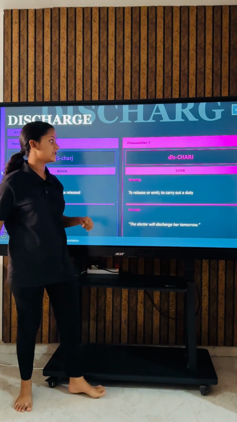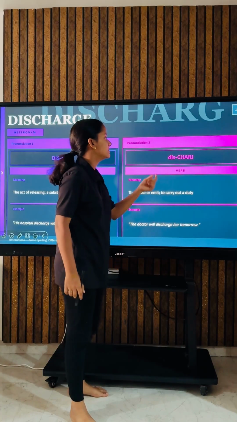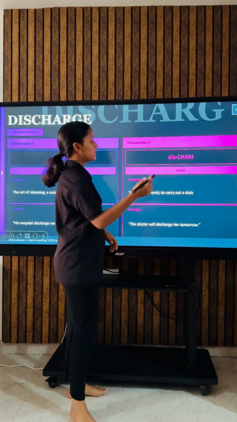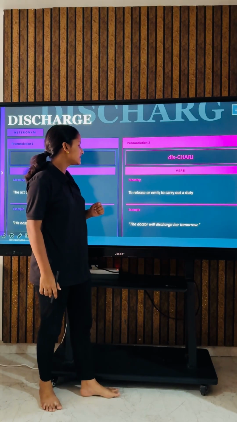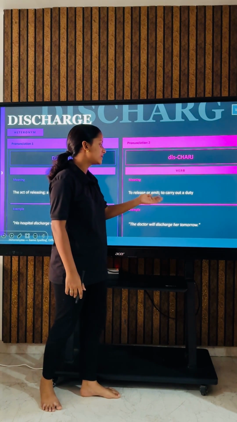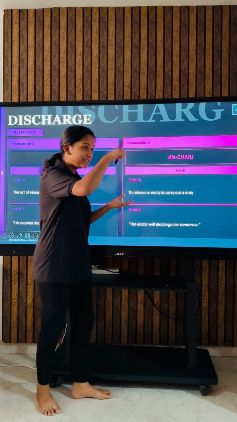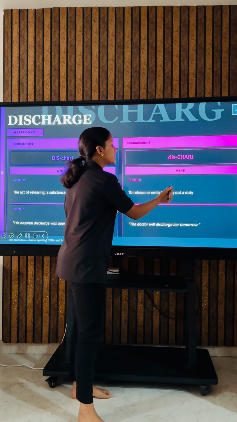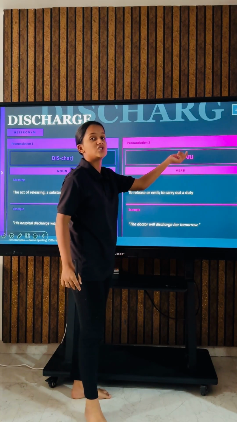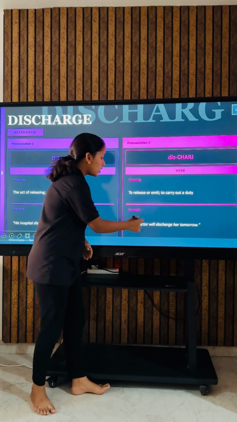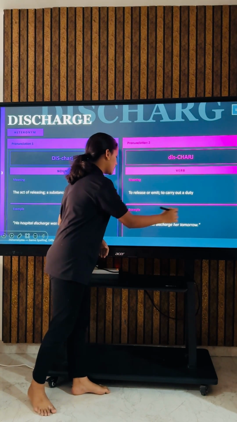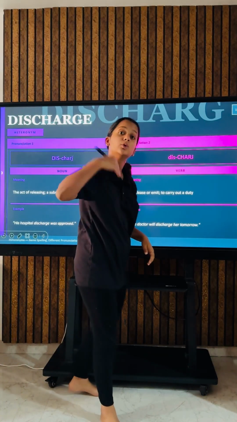Then our second pronunciation is discharge. As you already know, this is a verb because it has stress on second syllable. Meaning is to release or emit or to carry out a duty. Example is, the doctor will discharge her tomorrow.